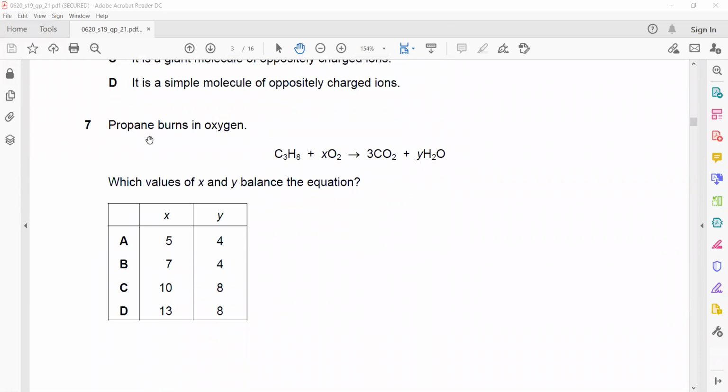Question 7. Propane burns in oxygen. Which values of x and y balance the equation? There are two ways. Either you can make a full equation, or you can just use the options which are given. For 7, what's the right answer?